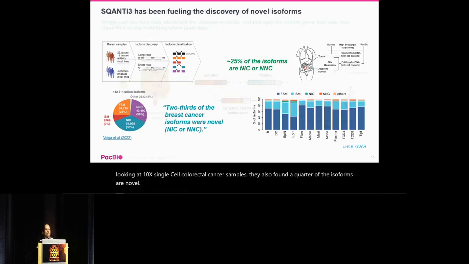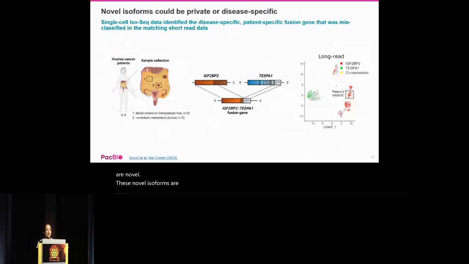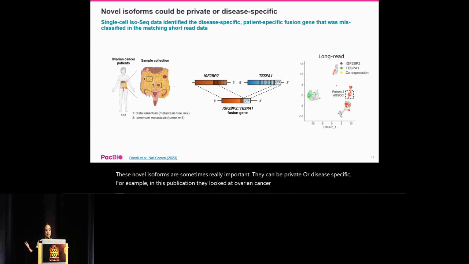These novel isoforms are sometimes really important. They can be private or disease specific. For example, in this publication, they looked at ovarian cancer patients using 10x single cell data. They found that there is a novel cancer-specific, but also patient-specific, fusion transcript that's shown here in one of the three ovarian samples.